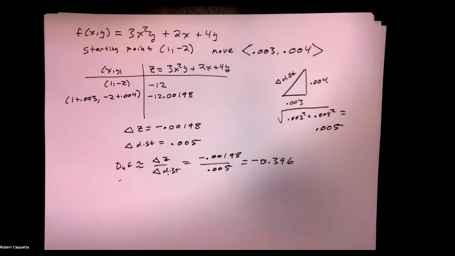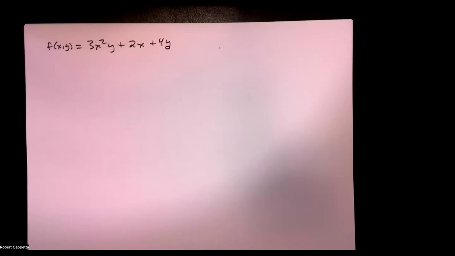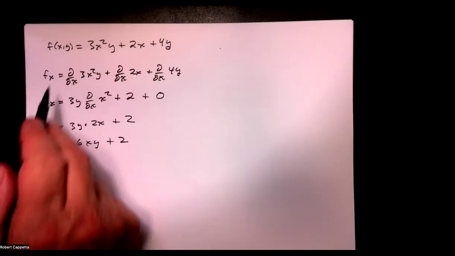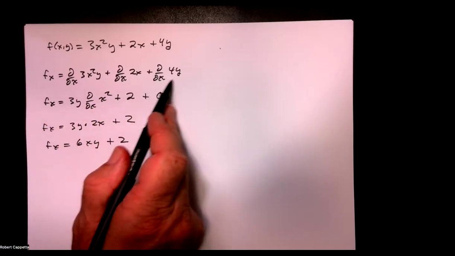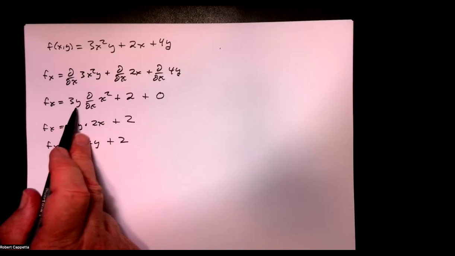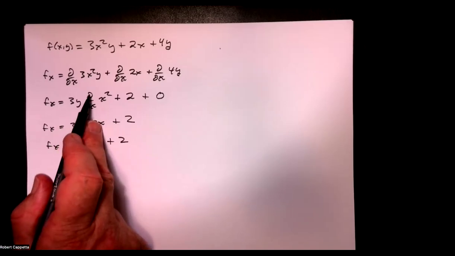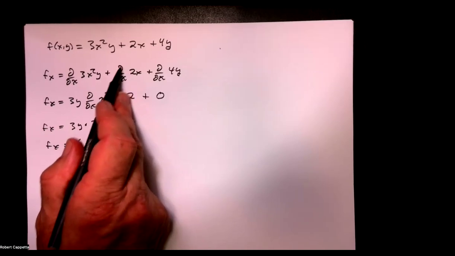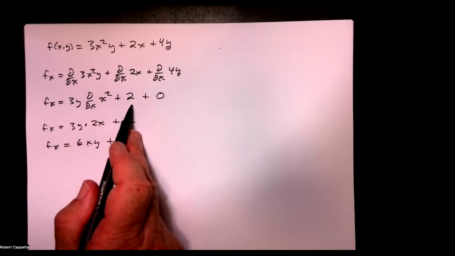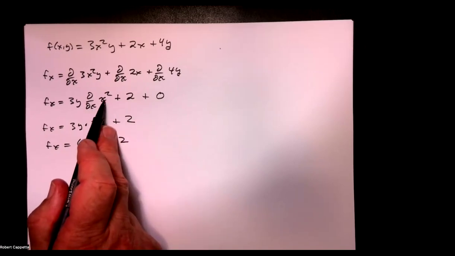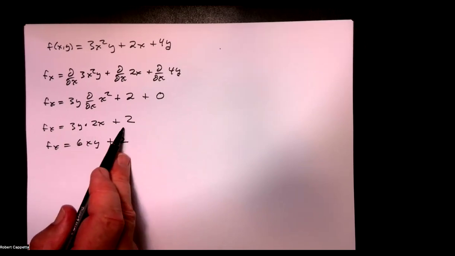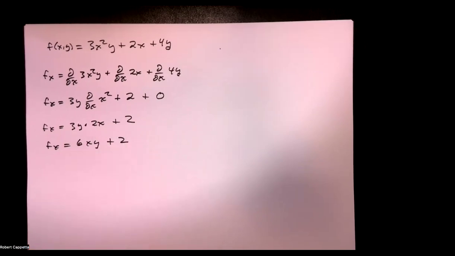Now let's go ahead and get a formal strategy. So we need to find both partial derivatives. I need to find both f sub x and f sub y. So let's do that. So f sub x, partial with respect to x of the first piece plus partial with respect to x of the second piece plus partial with respect to x of the third piece. 3y is thought of as a constant. 3y times the partial with respect to x of x squared plus the partial of 2x with respect to x is just 2. 4y is thought of as a constant. That is 0. The partial with respect to x of x squared is 2x. 3y times 2x plus 2. 6xy plus 2 is f sub x.